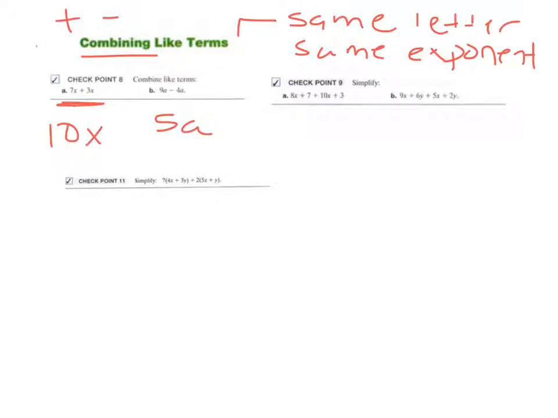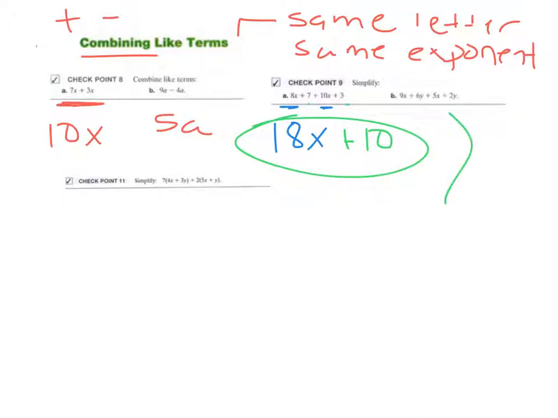An example over here, we have more than 2 terms, but we still combine only the things that are alike. So the 8x and the 10x get combined to 18x. And we have the 7 and the 3. They have no letters, so they're constant, but they can be added. So we get 10, and so we get our answer. This problem down here, we can combine the 9x and the 5x, so it's 14x, and the 6y and the 2y to give us 8y. So we've combined like terms.